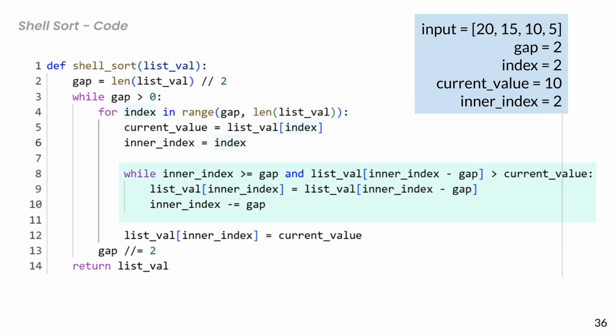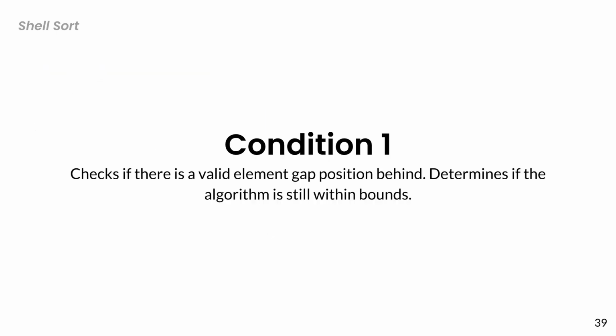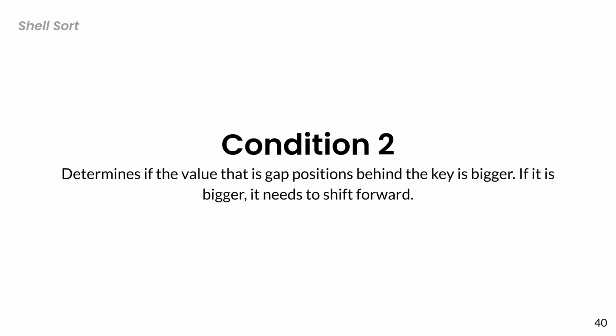This is the inner while loop, or the heart of the algorithm. It has two conditions that must be true for the loop to continue. First condition is that it asks if there is a valid element gap positions behind. If inner index is less than the gap, we will be looking at a negative index, which would cause the algorithm to compare elements from the opposite side. Condition 2 asks, is the element that is gap positions behind bigger than the value I'm trying to insert? If yes, the bigger element needs to shift forward.